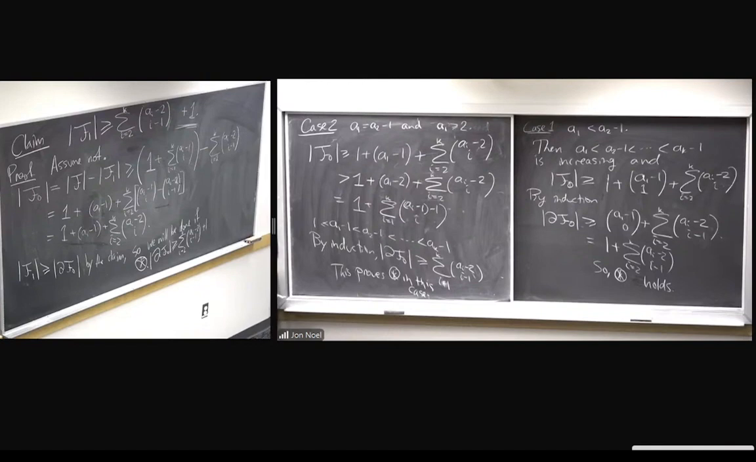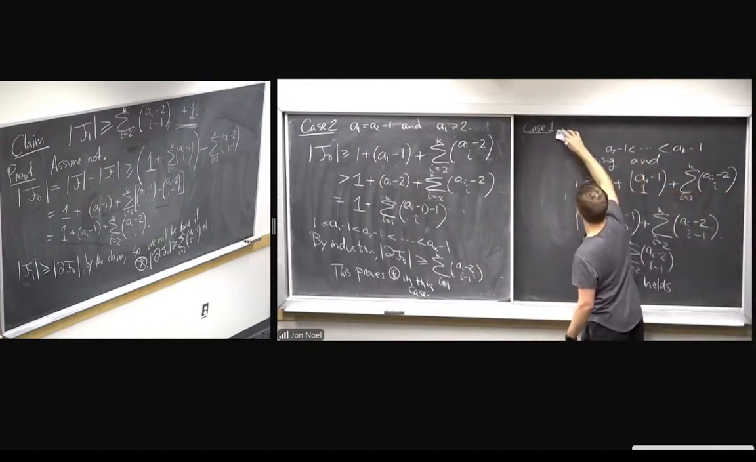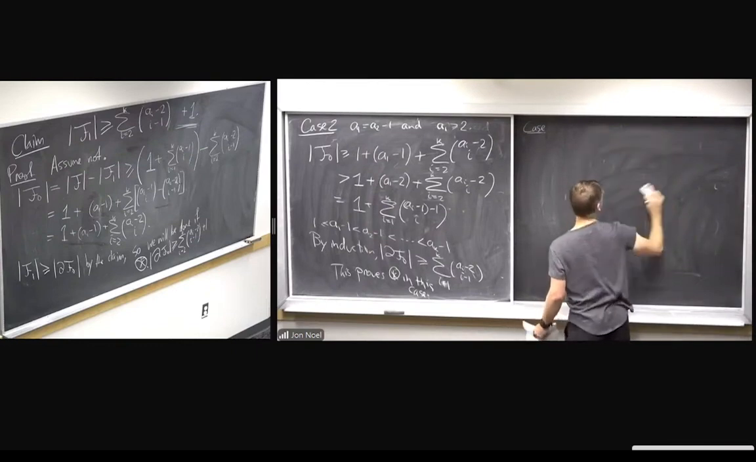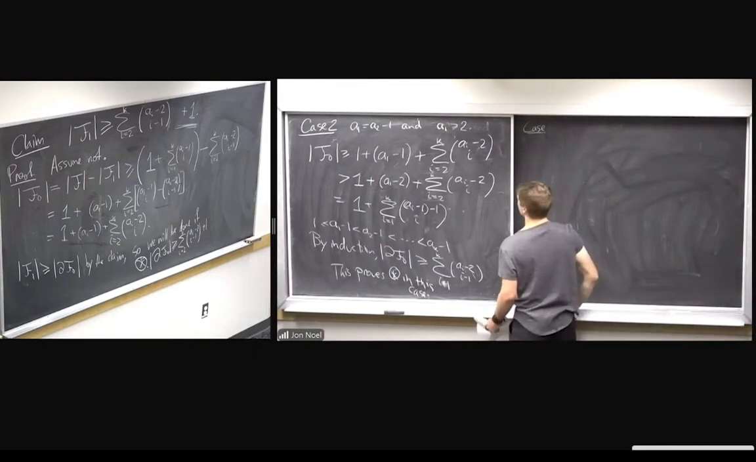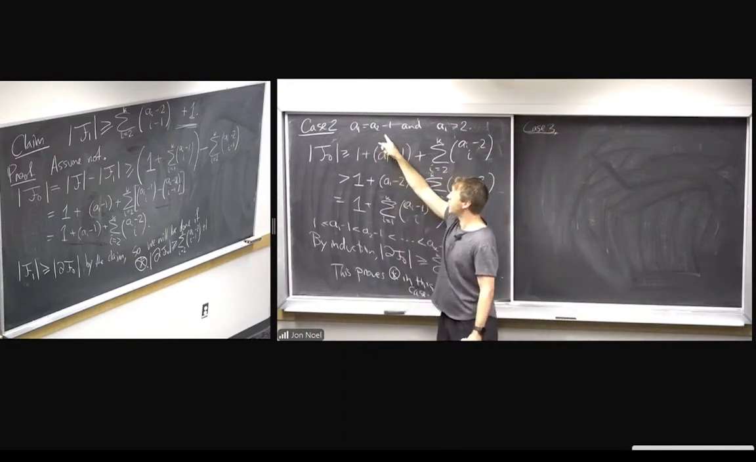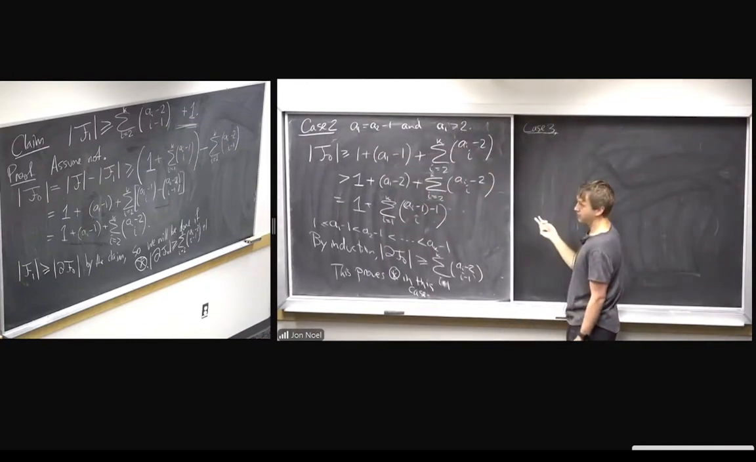I feel like this proof is on the verge of being really beautiful if we didn't have to deal with these little cases. I like this part, but it's kind of annoying to deal with these little cases. My last case is that again, A1 is equal to A2 minus one, and this time A1 is one, which means A2 is two.